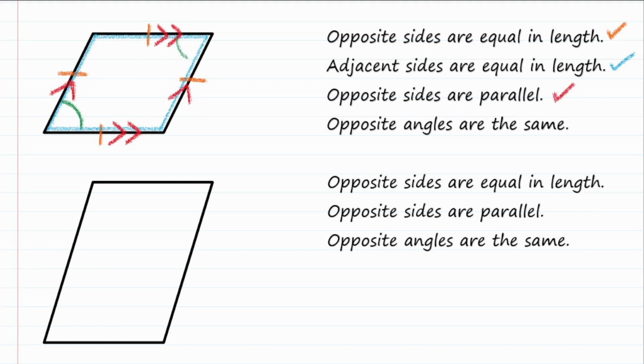Opposite angles need to be the same, and I can see that the acute angle on my bottom left is opposite the acute angle on my top right, and they are the same angle. Then the obtuse angle on my top left and the obtuse angle on my bottom right are also the same angle, and they are also opposite each other.